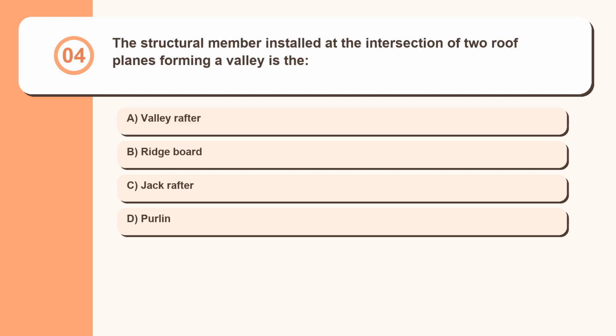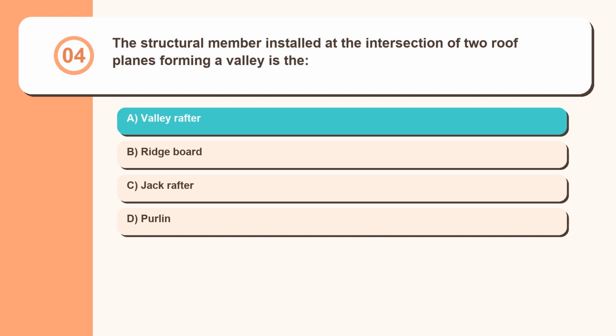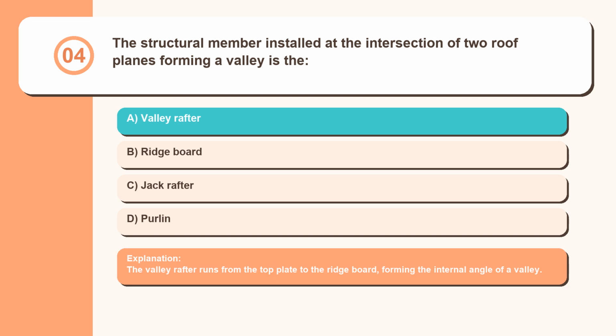Question 4. The structural member installed at the intersection of two roof planes forming a valley is the valley rafter, ridge board, jack rafter, purlin. The valley rafter runs from the top plate to the ridge board, forming the internal angle of a valley.